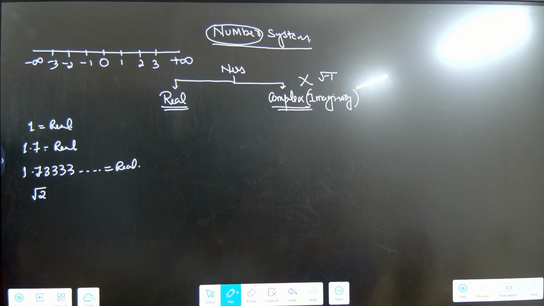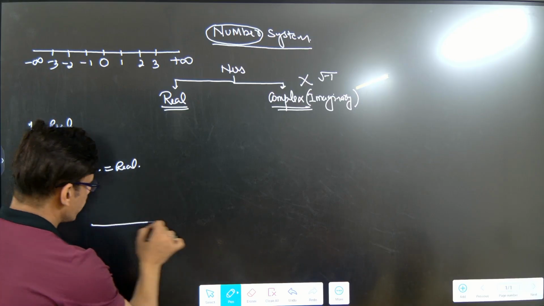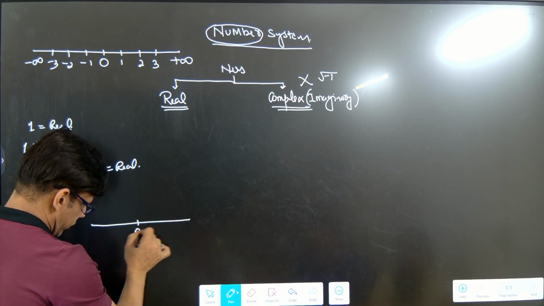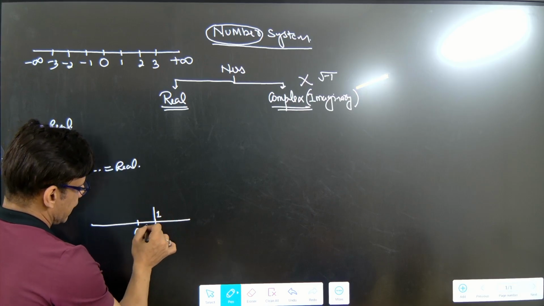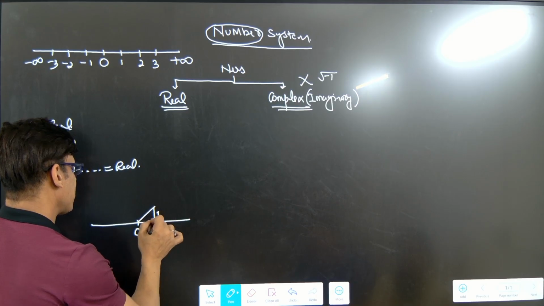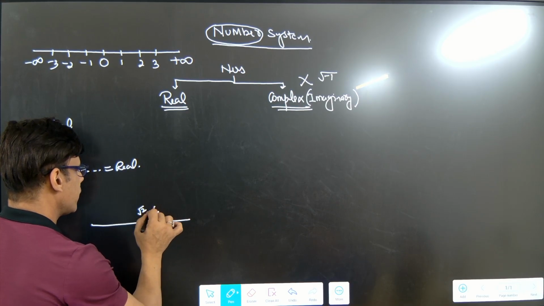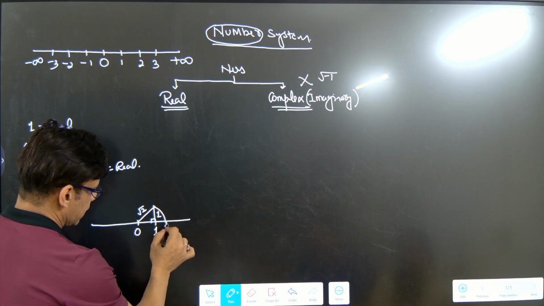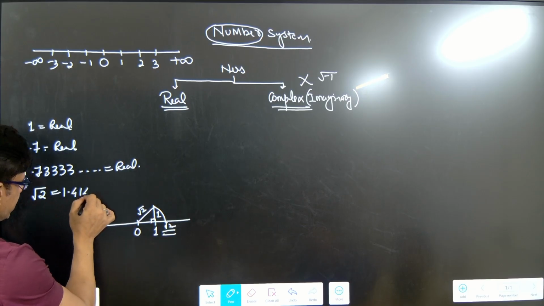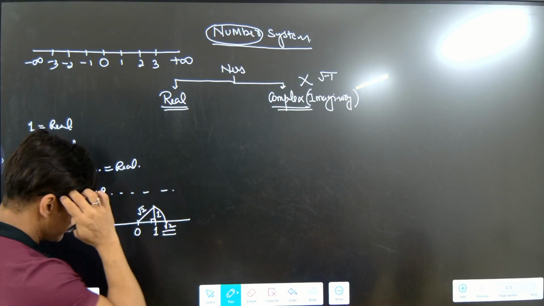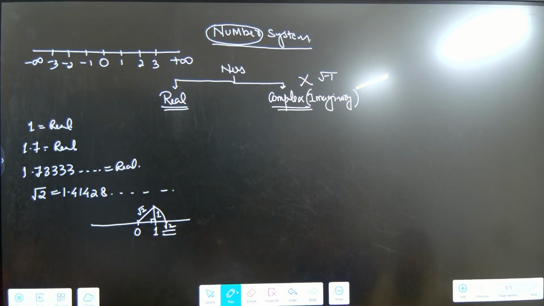See, if you want to place root 2 on a number line, move 1 unit from here, take a perpendicular of 1 unit. This is 1, this is 1. You join this. It's called Pythagoras theorem. This will give you what? Root 2. And draw the projection of this, which is 1.4148. So real number is clear, right? Root 3, root 5, root 6, root 7, all are also real numbers.